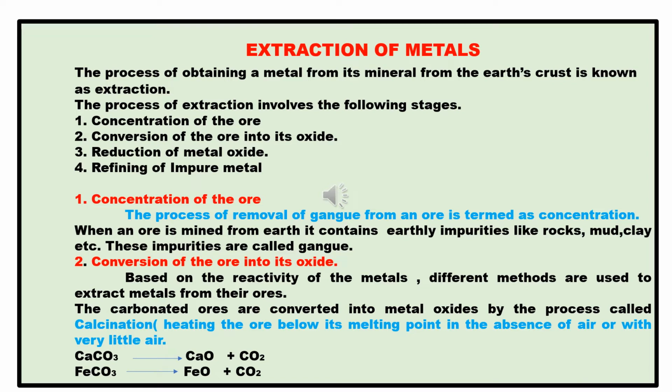So that is why we are undergoing this step, that is conversion of the ore into its oxide, because for the extraction of a metal, the oxide ores are easy to be extracted with further steps. So all the sulfate ores or carbonate ores, we have to convert first into oxides. Understood?